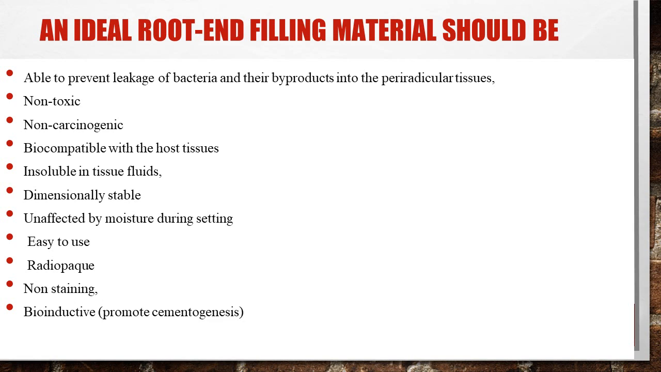You want the root end filling material to be non-toxic, non-carcinogenic, and biocompatible with the host tissue, so there should not be a foreign body reaction to the root end filling material itself. It should be insoluble in tissue fluids. That is why GIC was discarded, because if you are not able to get a fluid free environment, your GIC is going to be soluble, and its properties are just going to diminish.